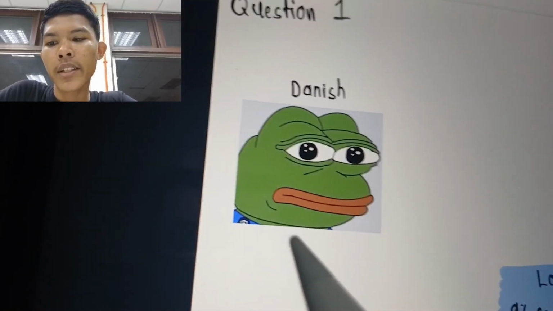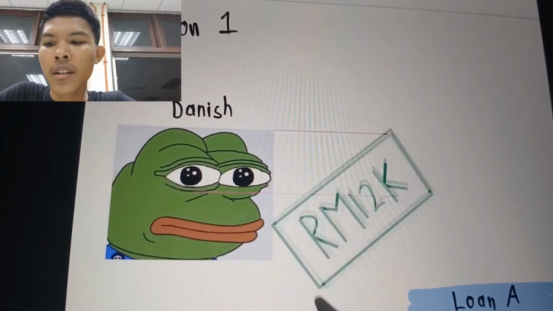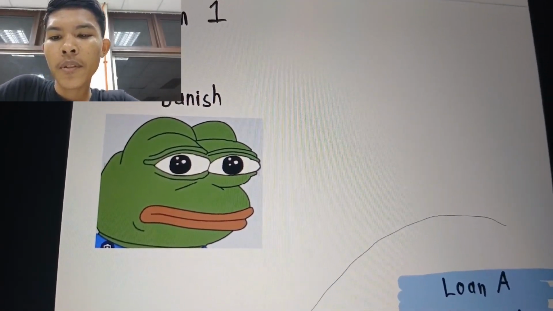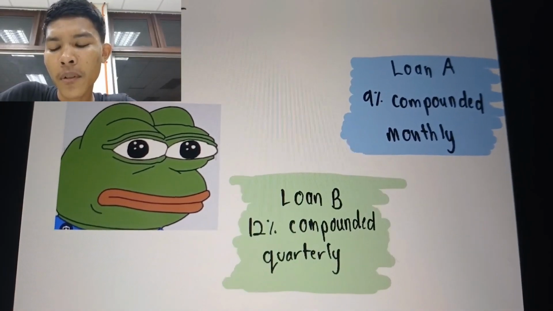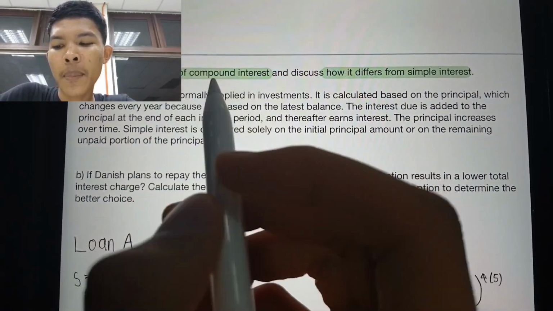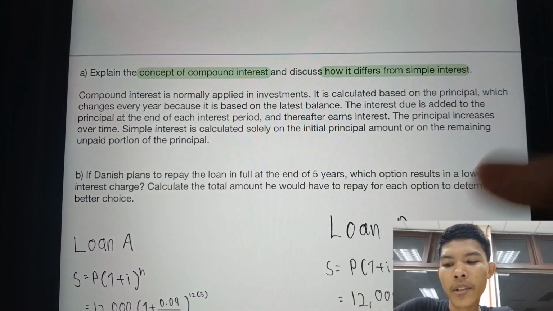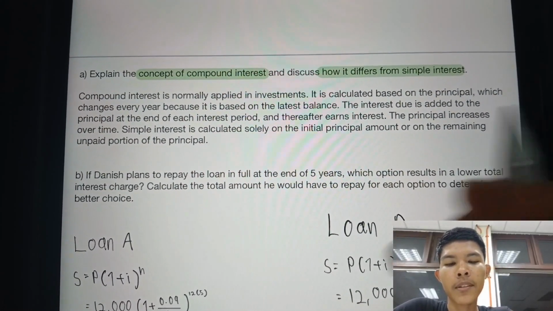Question 1. Danish needs to borrow 12,000 ringgit and has two loan options to consider. Loan A provides 9% compounded monthly. Loan B provides 12% compounded quarterly. A. Explain the concept of compound interest and discuss how it differs from simple interest.